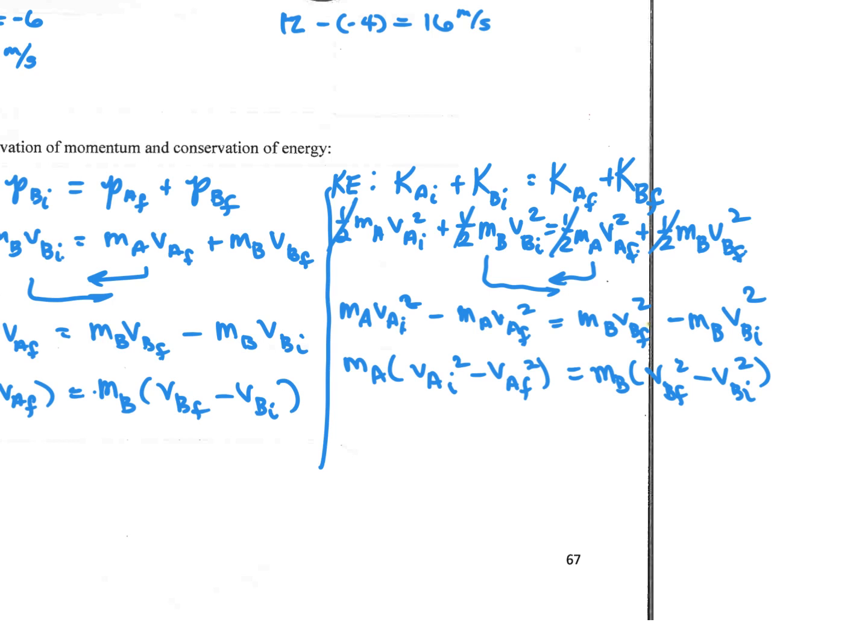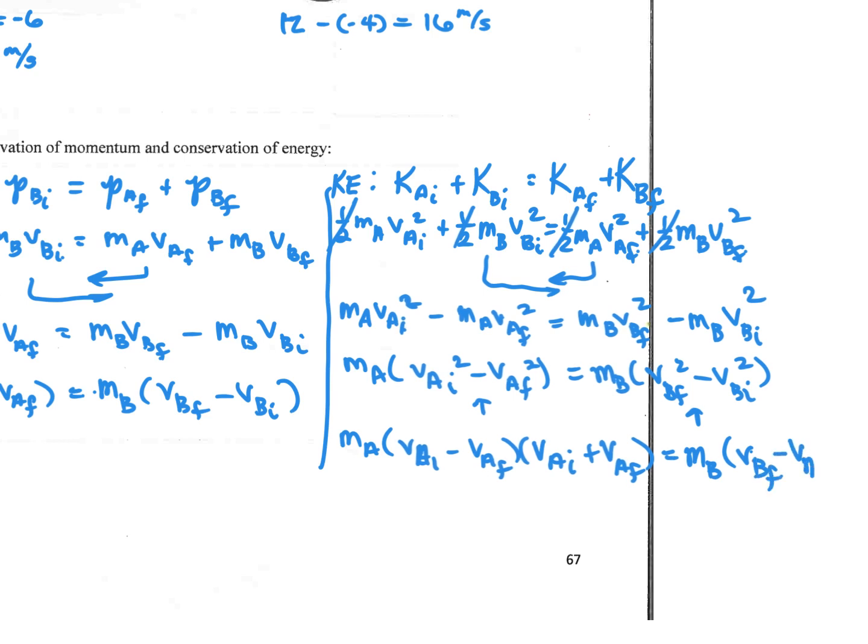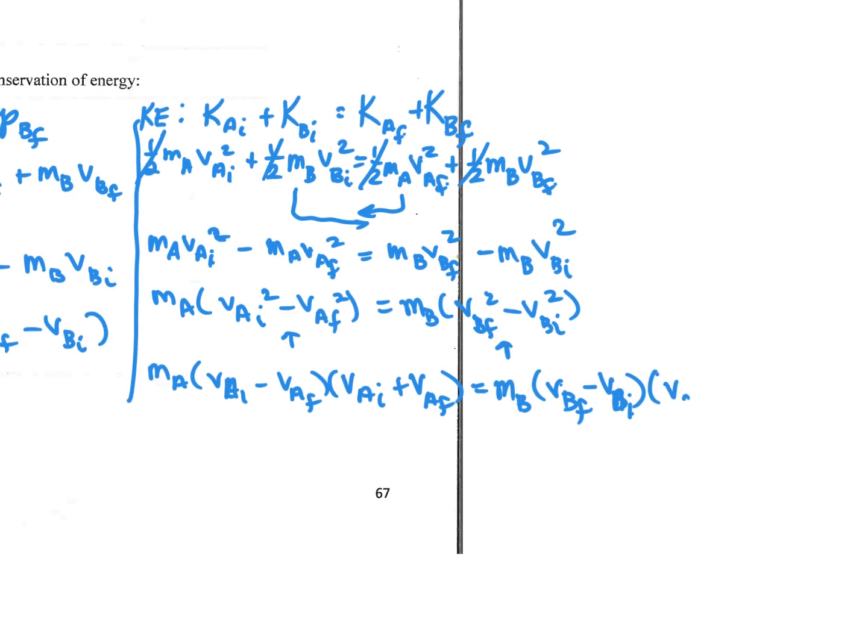So this is the difference of two squares, and this is the difference of two squares, isn't it? So let's see. This is M sub A times V sub A initial minus V sub A final, times V sub A initial plus V sub A final, equals M sub B times V sub B final minus V sub B initial, times V sub B final plus V sub B initial.